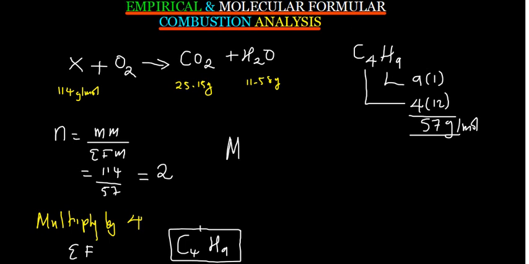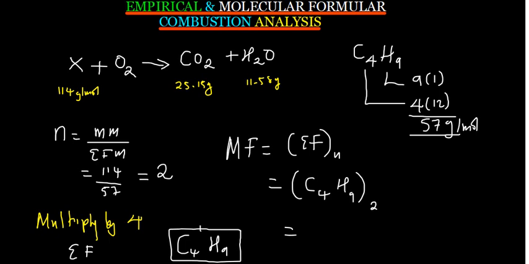So the molecular formula is going to be the empirical formula multiplied by n. The empirical formula is C4H9, and n is 2. So the molecular formula is going to be C8H18. That is it. Are we together, friends?